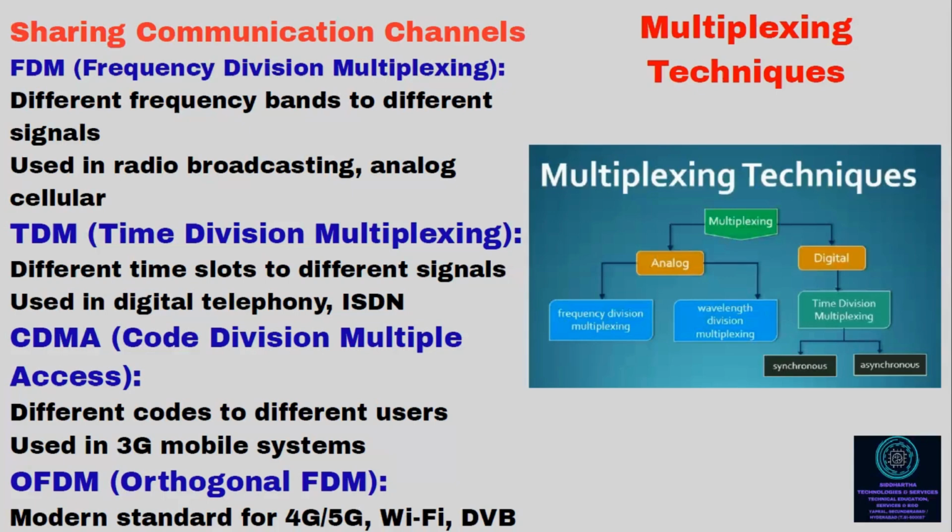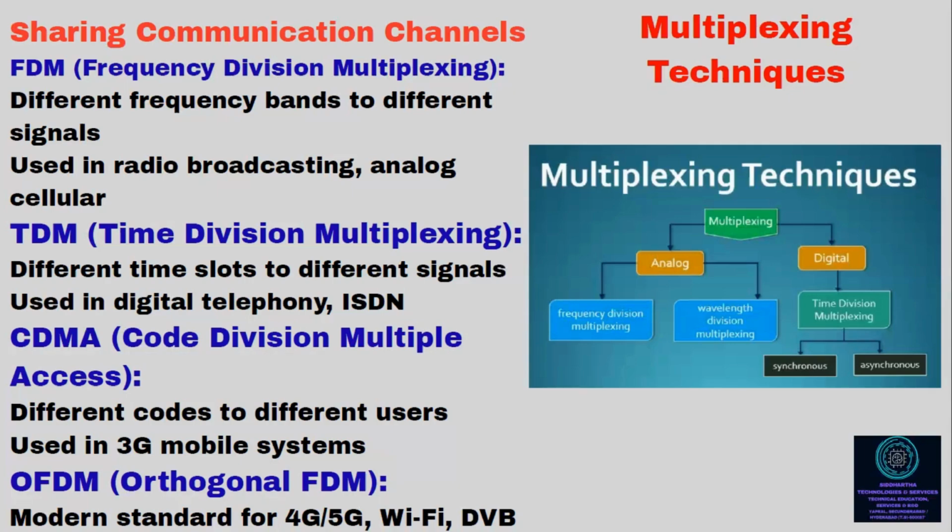Then there is another channel communication type, that is called CDMA. This is code division multiple access system, we call it. Different codes to different users, used in the 3G mobile system. Okay, the 3G mobile system, that is a packet system, we also call it a packet system. It is given different codes to different users. Then comes the OFDM, that is orthogonal FDM. This is the latest one that has come in 4G and 5G, used in Wi-Fi, DVB, modern standards.